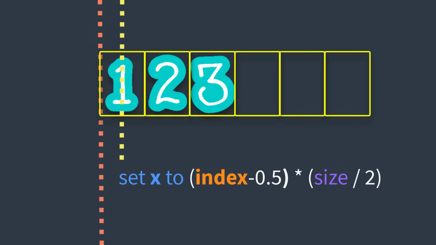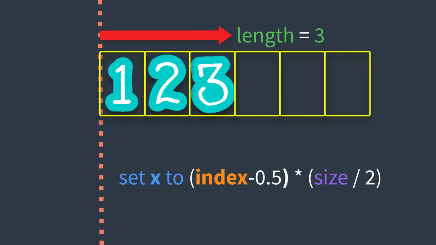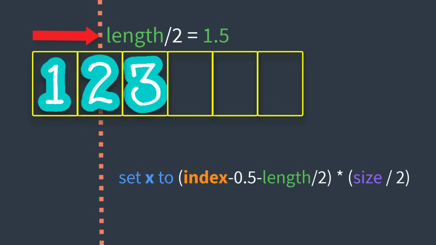And now to center them. The length in digits of our number is 3. So we half 3. 3 divided by 2 is 1.5. And then we subtract this again from index. Okay, not so hard. Maybe.